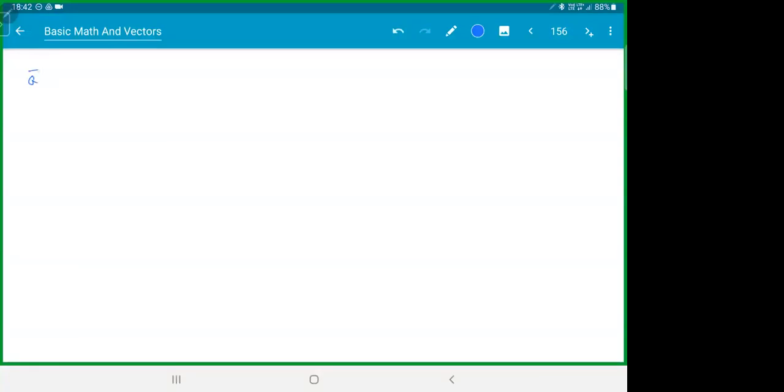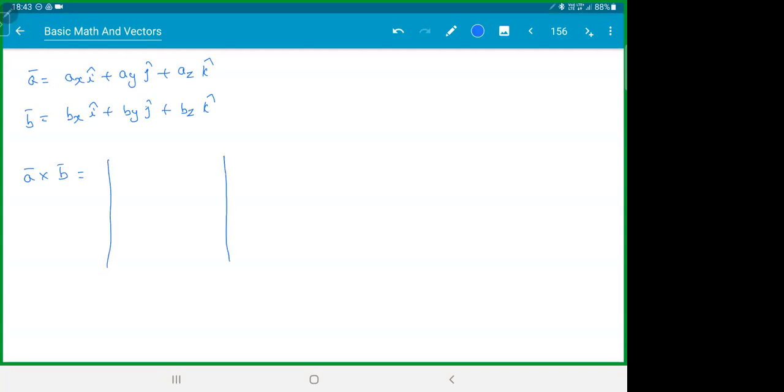So if you have two vectors, A bar equal to AX I cap plus AY J cap plus AZ K cap, and B bar is BX I plus BY J plus BZ K, A cross B is given by, now because there are three components, we have to use the 3 into 3 determinant. That is, it will have 3 rows and 3 columns. The first row will be I, J, and K. Since A is the first vector, the second row will be AX, AY, AZ, and the third row BX, BY, and BZ.